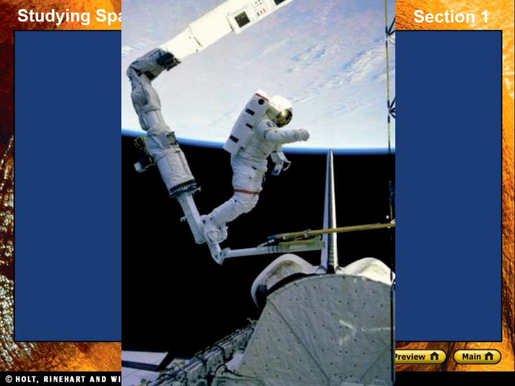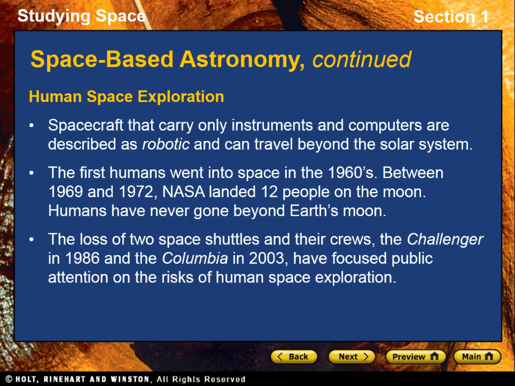Flights, such as those aboard the space shuttles, allow people to release or repair satellites and to perform scientific experiments, like the one being shown on the screen now. Eventually, NASA would like to send people to explore Mars. However, such a voyage would be expensive, difficult, and dangerous. The loss of two space shuttles and their crews, the Challenger in 1986 and the Columbia in 2003, have focused public attention on the risks of human space exploration.